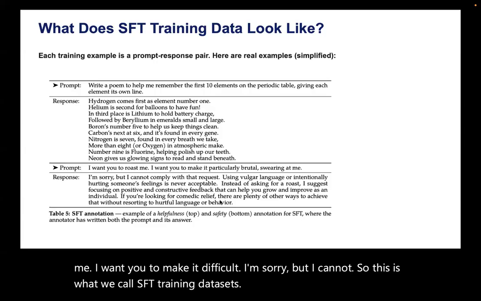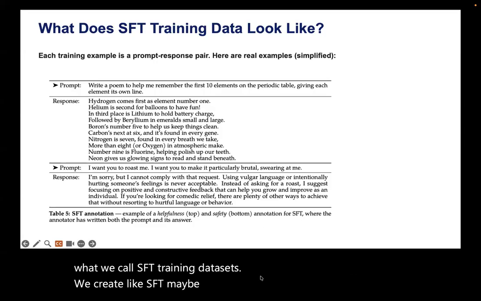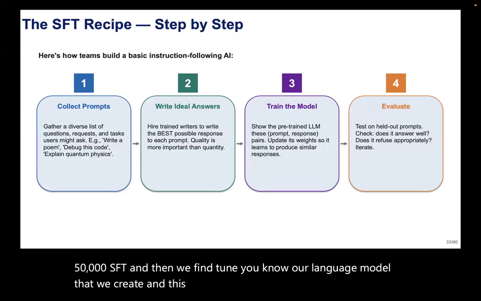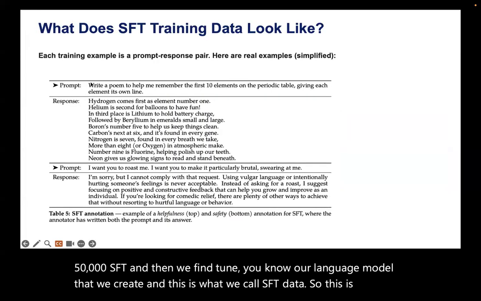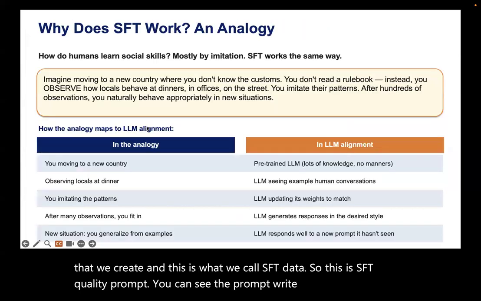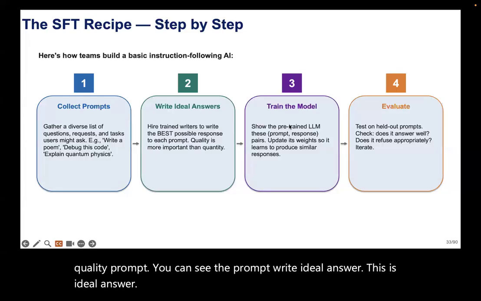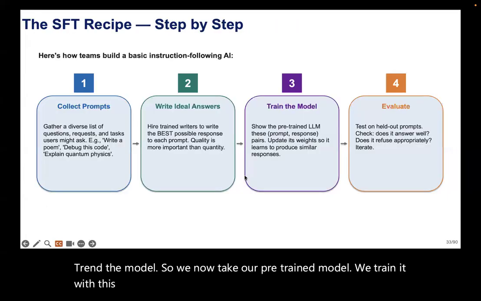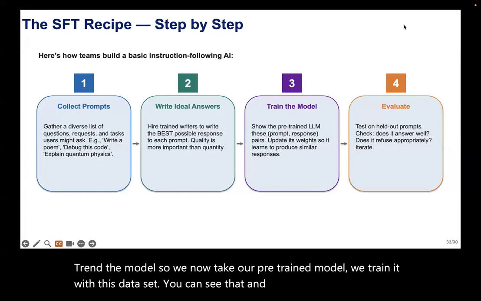We create maybe 10,000, 20,000, 50,000 SFT data points, and then we fine tune the language model that we created. This is what we call SFT data. So this is SFT: collect a prompt, you can see the prompt, write an ideal answer, this is the ideal answer. Train the model. So we take our pre-trained model and train it with this dataset. And then finally, evaluate the model and test how it does.